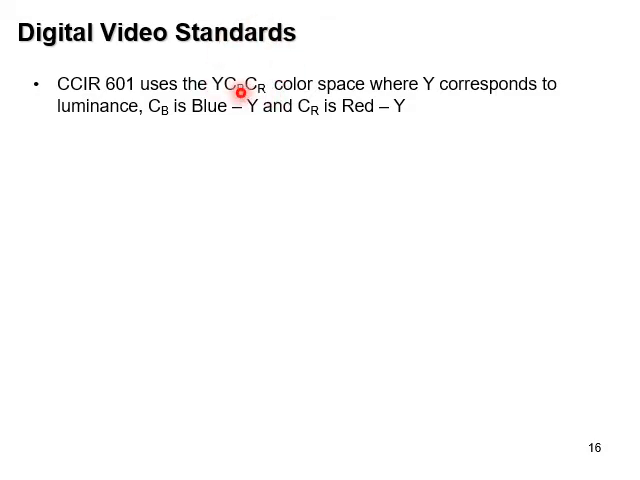So what's the YCbCr? The Y here corresponds to luminance. It's like the brightness of a pixel. So if a pixel is bright, this would be high. If it's dark, it would be low. And the Cb is actually blue minus Y. It's like the value of the blue of that pixel minus the luminance value. The Cr is red minus Y.